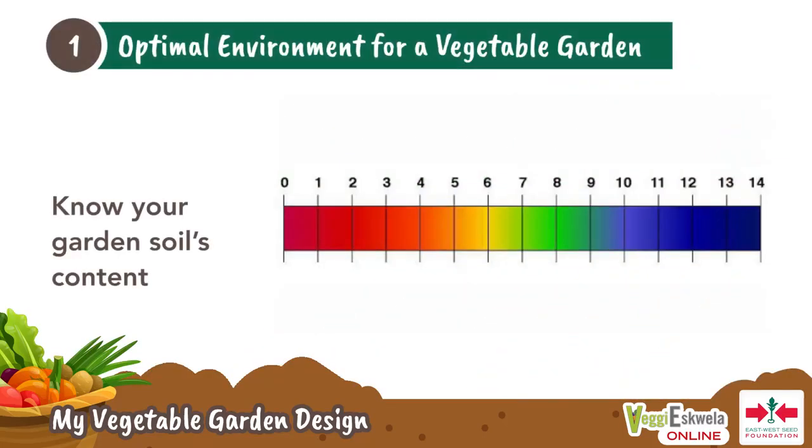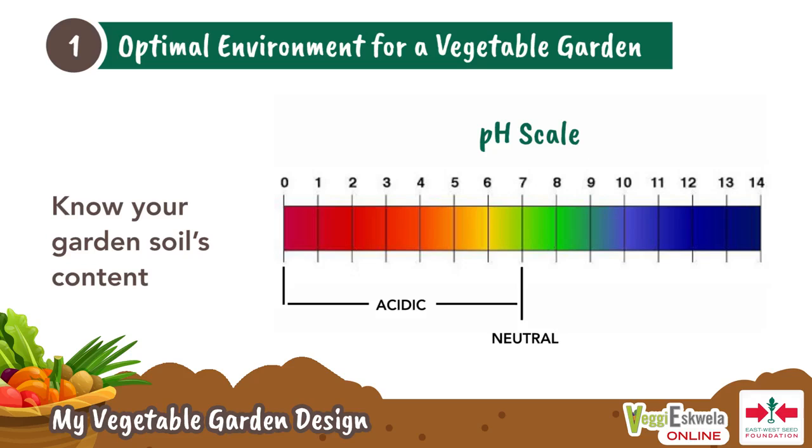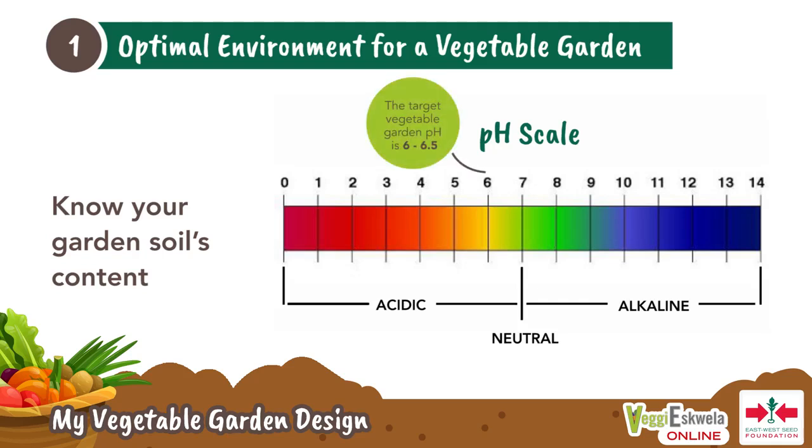The pH describes the relative acidity or alkalinity of soil, which has huge implications for plants. The pH scale runs from 0 to 14, with 7 being neutral. Measurements between 0 and 6.9 are acidic, and those between 7.1 and 14 are alkaline. The target vegetable garden pH is 6 to 6.5.